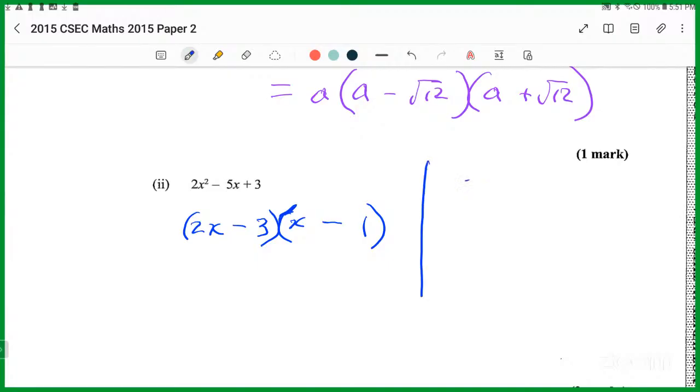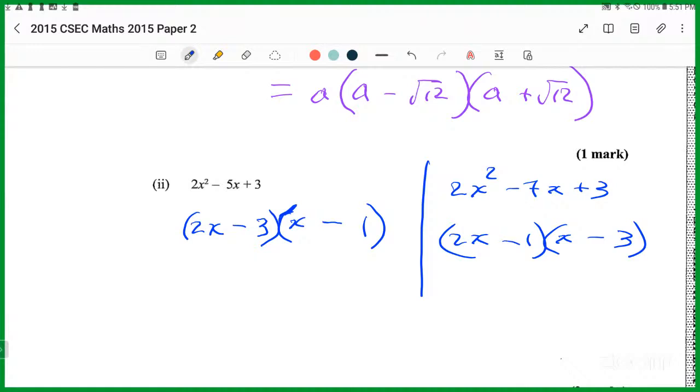If it was 2x squared minus 7x plus 3, you have the same values. You have the 2x and the x the same way. We have the 3 over here, the 1 here, and minus, minus. That's what it would be.